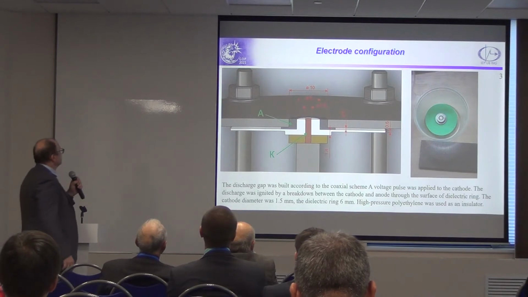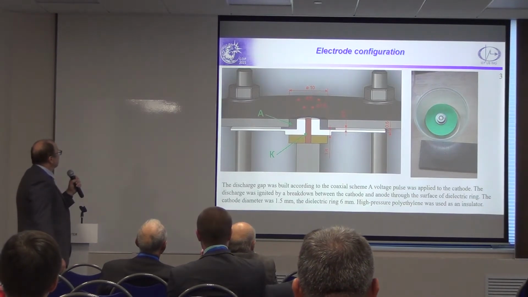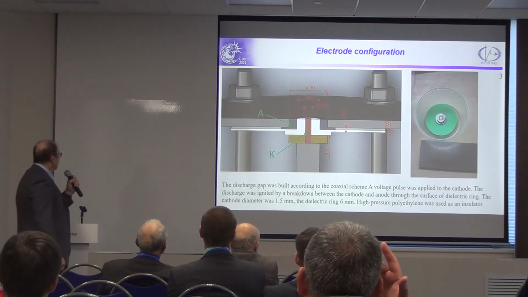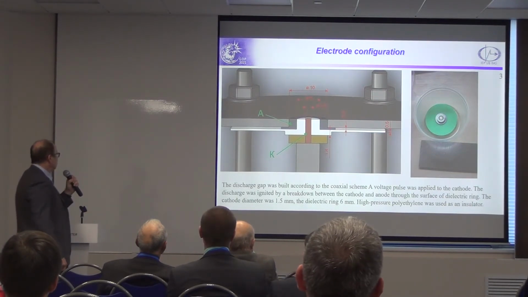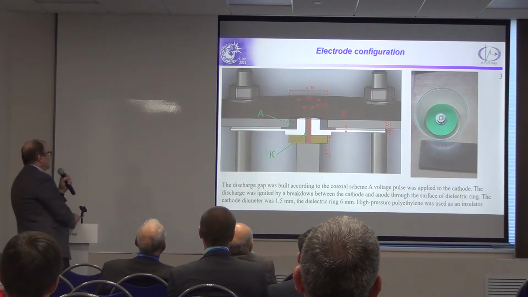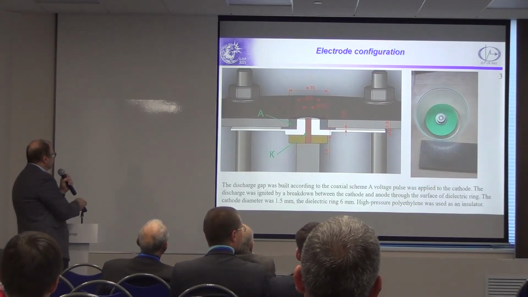This slide depicts the scheme of our plasma source. The discharge gap was built according to the Coxell scheme. A is the anode. A voltage pulse was applied to the cathode. The discharge was ignited by a breakdown between the cathode and anode through the surface of a dielectric ring.